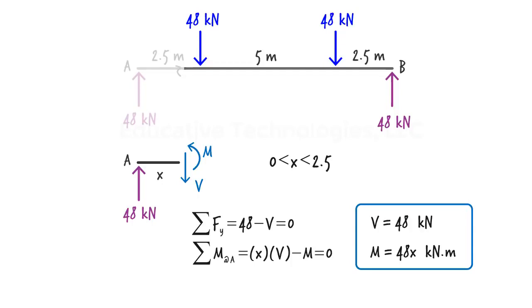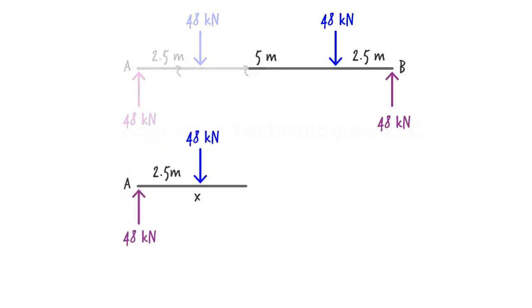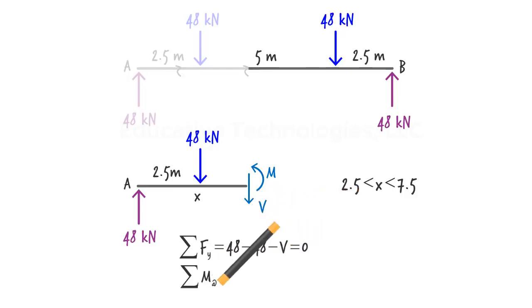Now that we have the shear and moment equations for the left segment of the beam, we are ready to write a similar set of equations for the beam's middle segment. Cut the beam at some arbitrary distance from the origin and label the length of the segment x. Here, too, we are going to show shear and moment at the cut point as V and M. We can get the shear and moment equations for the segment by writing the equilibrium equations and solving them for V and M like this.